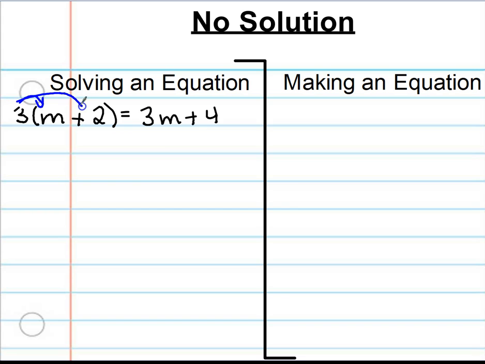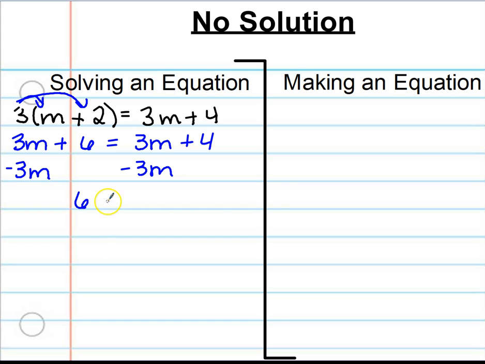I skipped ahead. Let's practice solving an equation for no solution real quick. So first thing we do is distribute. 3 times m is 3m. 3 times 2 is 6. Next thing we do is we are going to combine our m's. So I'm going to do that by subtracting 3m from both sides. That's going to give me 6 equals 4, because 3m minus 3m cancels out, and 3m minus 3m again cancels out. All right, 6 does not equal 4, so we are done. All right, when we make an equation, let's see what we notice here. First thing we notice is our variables canceled out.